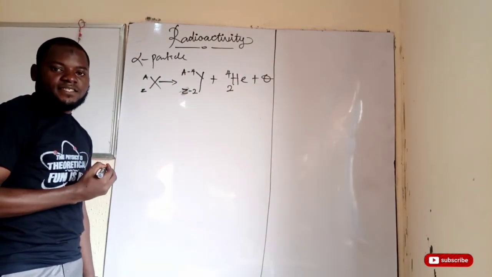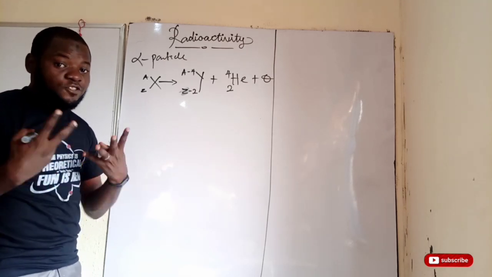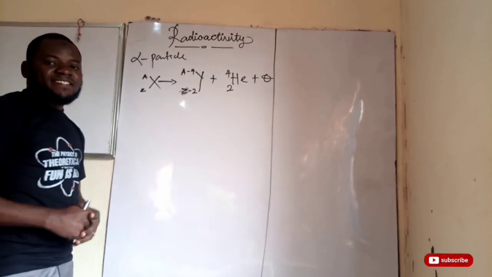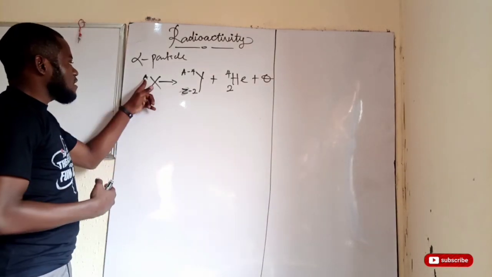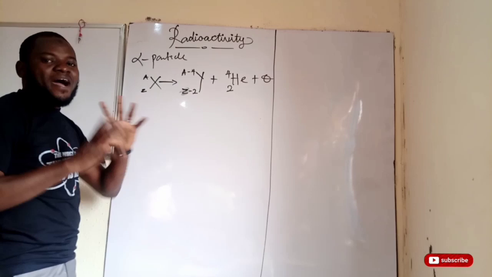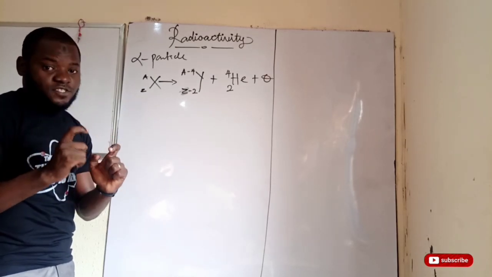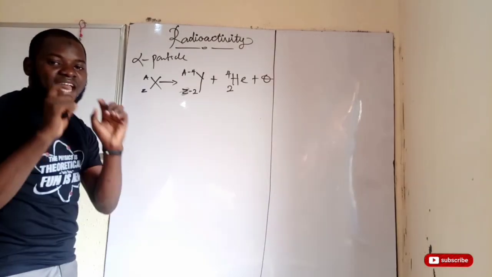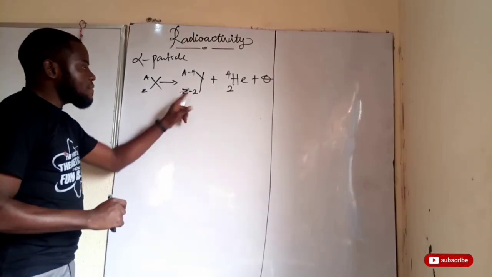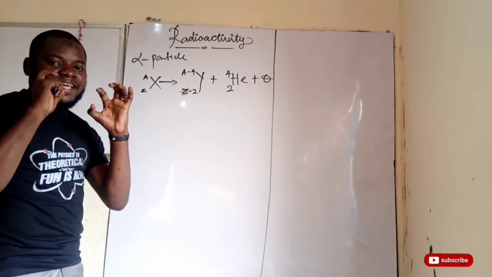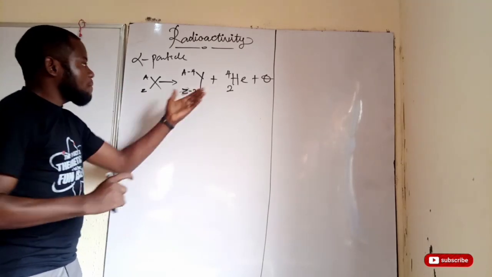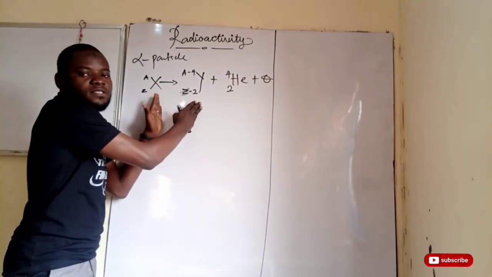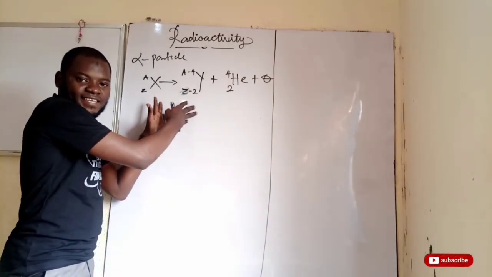Are we together, guys? If we are together, kindly note something. When this element X emits an alpha particle, the mass number decreases by 4, and the atomic number decreases by 2. So you balance this equation by adding helium, because this is a nuclear reaction. Is that taken now?